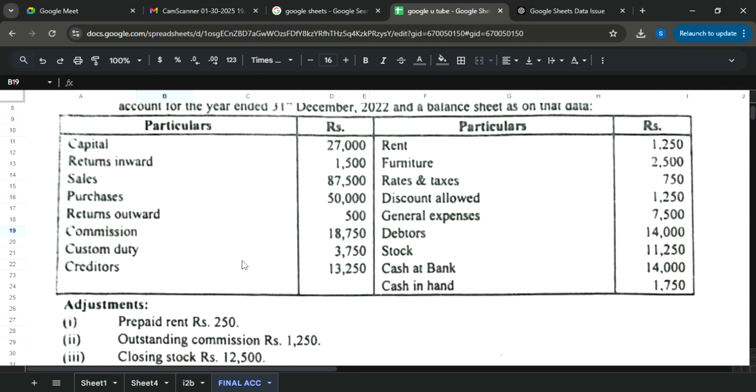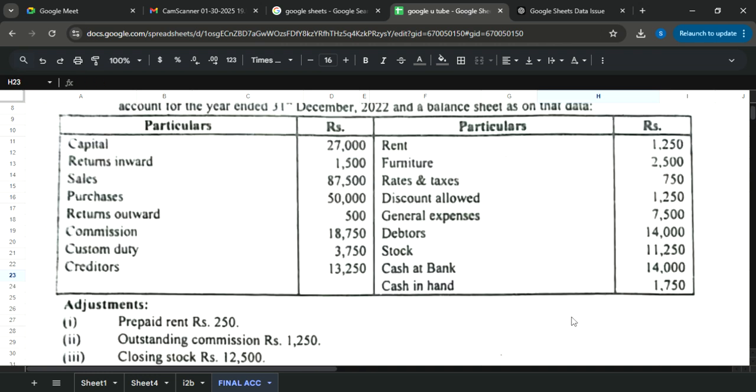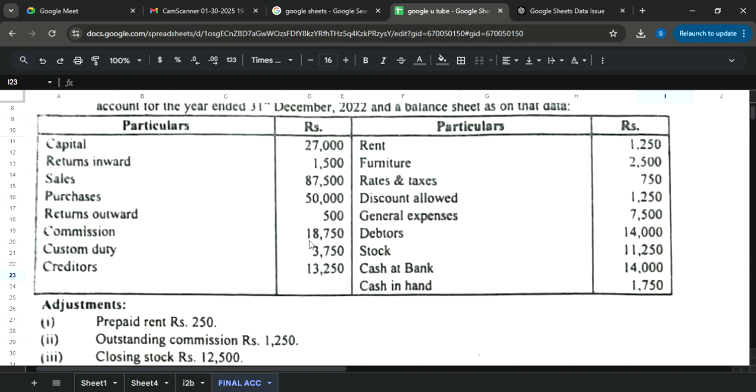Alright guys, then we have creditors. Creditors, current liability. Here you will write creditors and the amount of creditors is 13250. After creditors, this part has been completed. We are now going to start this part.